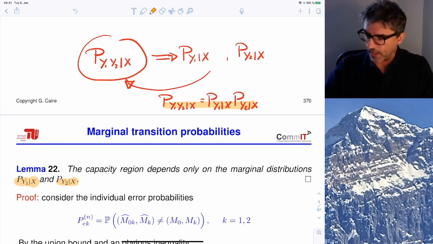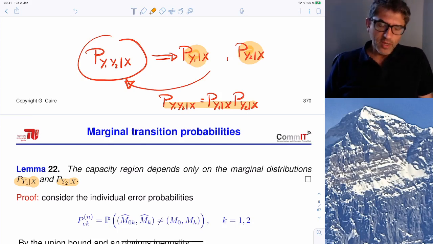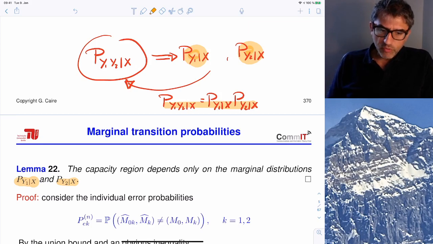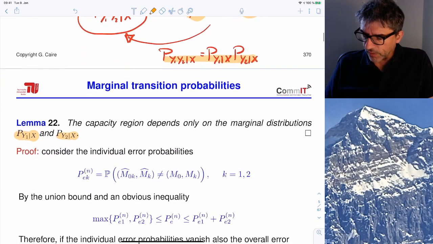And as long as the two marginals are fixed, the capacity region will be the same. So this also gives us a degree of freedom in studying the capacity region, because it means that among all this class, depending on what we want to prove, we can choose the most convenient member of the class. And if we prove a result, for example, a converse for that member, it automatically extends to the whole class, because the capacity region is independent of the joint conditional distribution, but only depends on the marginals.